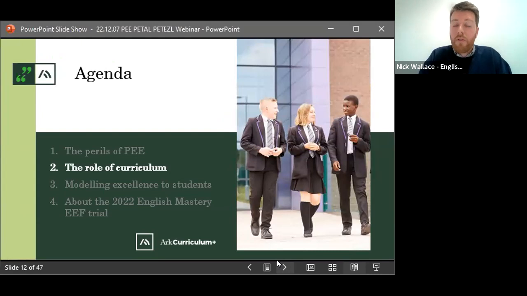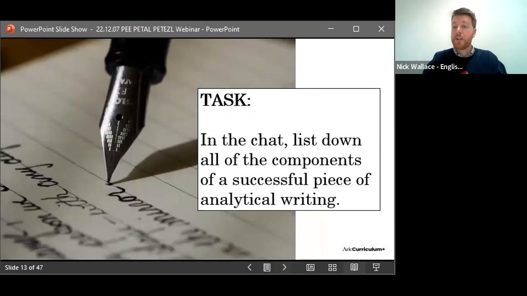I'd like to now talk about the role that curriculum can play in developing students' analysis across a year, across a phase, across the type of secondary schools. So the chat is open. What I'm going to invite you to do now is to write in the chat, please, a list of all of the components of a successful piece of analytical writing. So when you're thinking about a piece of analytical writing, what different elements are you expecting to see in there?